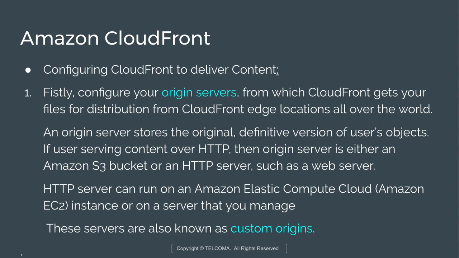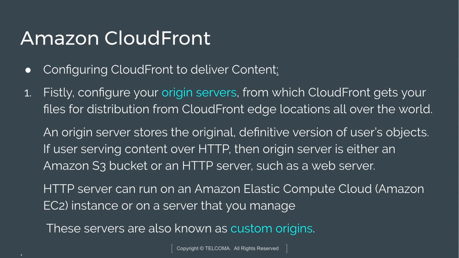So first let's discuss configuring CloudFront to deliver content. The very first thing we require is origin servers. That means the servers from which CloudFront gets files for distribution. Suppose I want to distribute some files, so CloudFront distributes files which are stored in me. So I am the origin server. From me, it will distribute to the edge locations all over the world. So we configure the origin servers from which CloudFront will take all the data and distribute across the world. The origin server stores the original, definitive version of the user's objects.